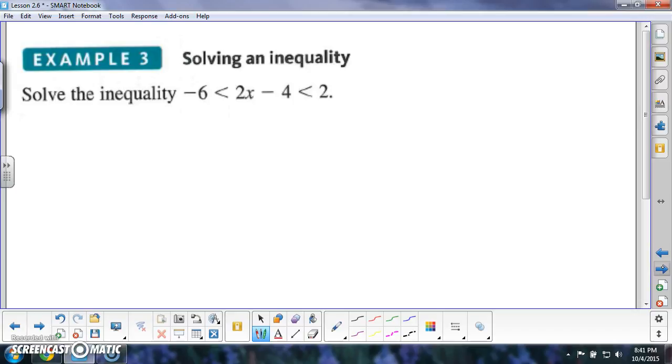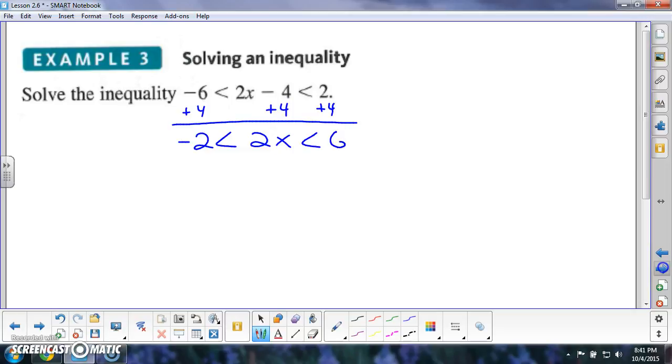The next one is called a compound inequality. There's three sides. There's a left, a middle, and a right. So kind of like the same rules of algebra, anything you do to the middle, you better do to the right, and you better do to the left. That would give us -2 is less than 2x less than 6.